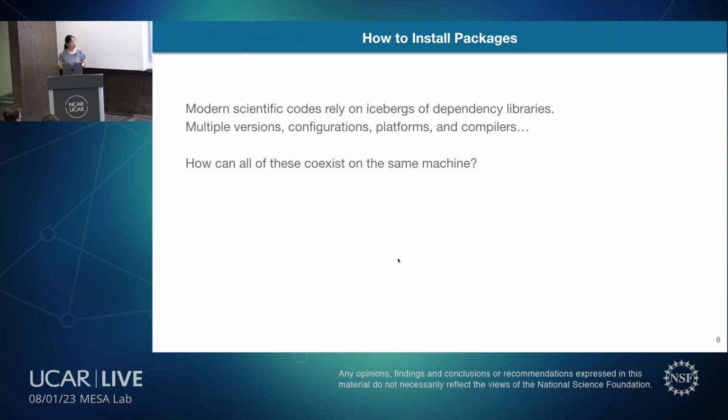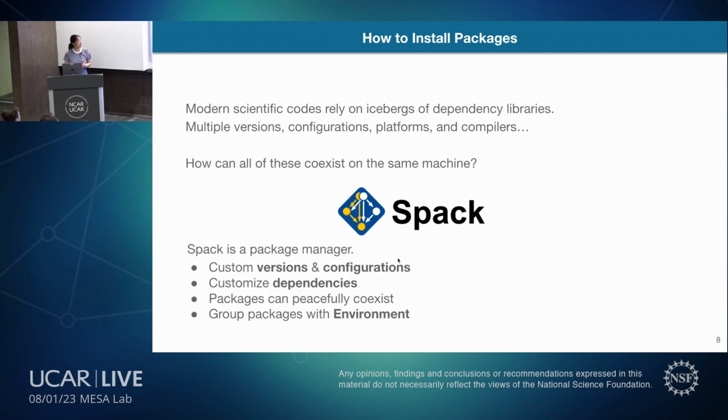Okay, so now comes the important part. How can we efficiently install packages? We know that science codes rely on large dependencies of libraries, each with different versions and configurations, and maybe different compilers. So how can all these come together on the same computer without any conflicts? Here we use Spack. Spack is a package manager. It can customize the package versions and configurations, and also the dependencies.